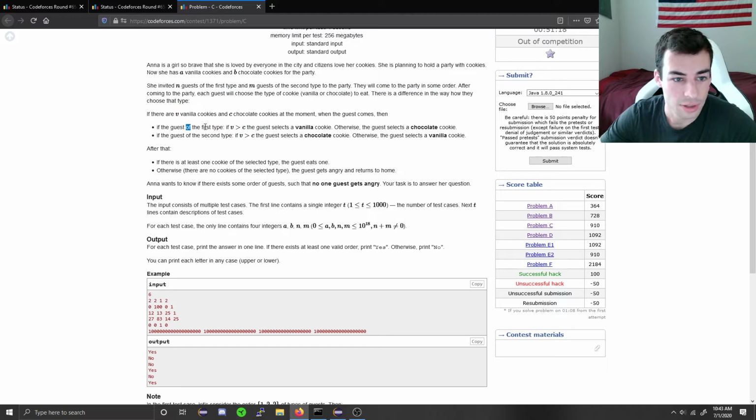Okay. It's the first type. If V is greater than C, they'll choose vanilla. Otherwise, if it's of the second type, then they'll choose chocolate first. So the only difference is if they're equal, right? If there's at least one cookie of the selected type, he eats one.